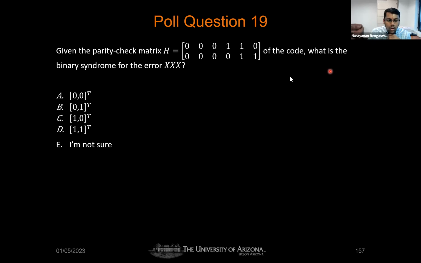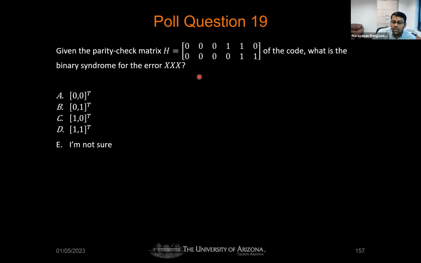Okay, so let's close the poll. I think it should be pretty simple. Okay, so many people were not sure. So here the stabilizers are, again, if you just think of this in the Pauli space, still ZZI and IZZ. And so you can just do what you did before.